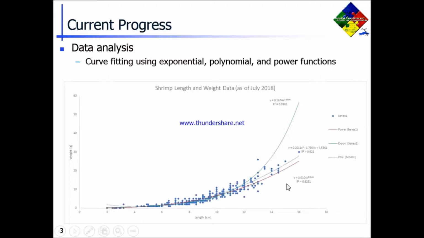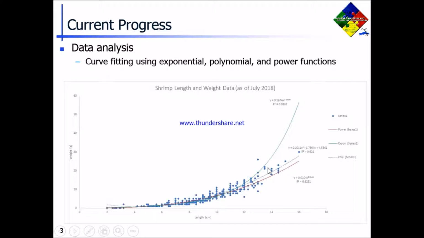Here the power function has a value close to 1, which is 0.925, and the polynomial function also has an r-squared value close to 1, which is 0.921. There's just a little difference between the two. This means these two curves give a good estimate of the weight given a certain length of the shrimps. However, the exponential function has a big deviation at the higher length part.